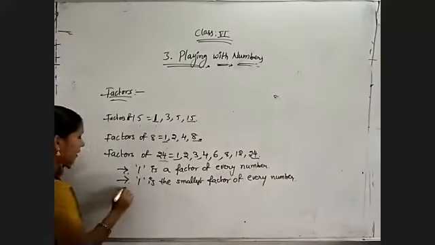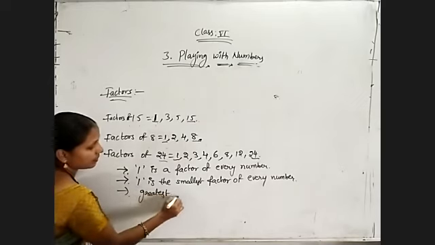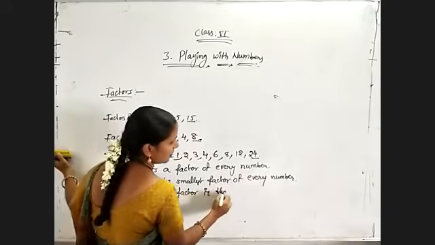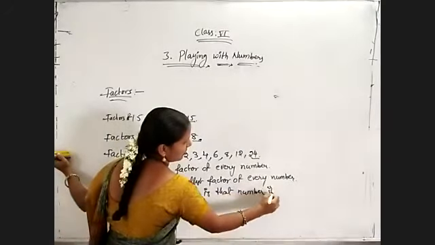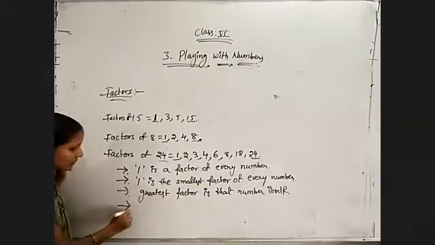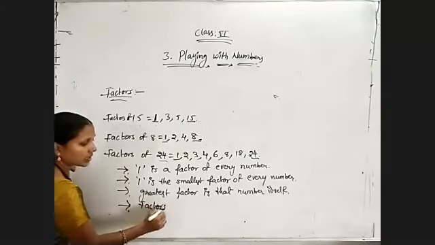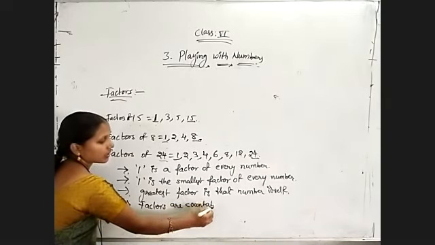And the greatest factor is that number itself. Greatest factor is that number itself. Okay, and lastly, factors are countable. Factors are countable or finite, we can write.